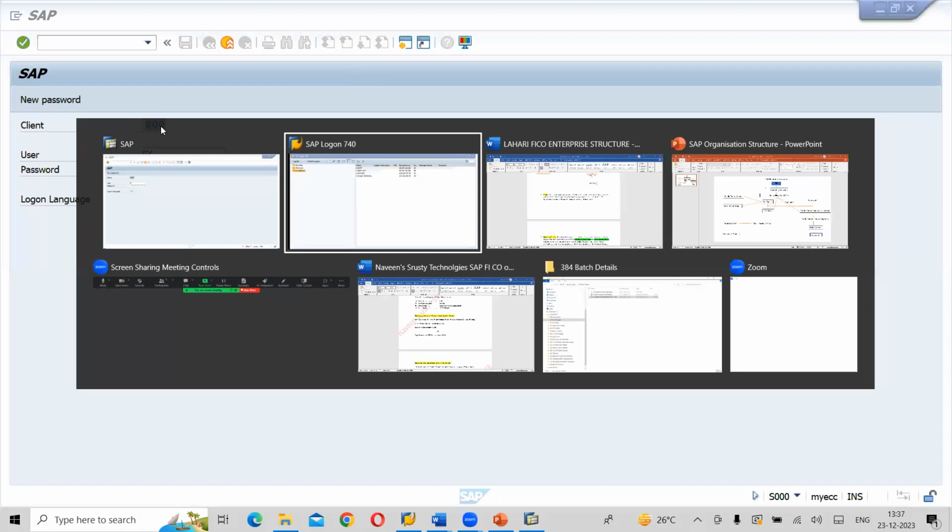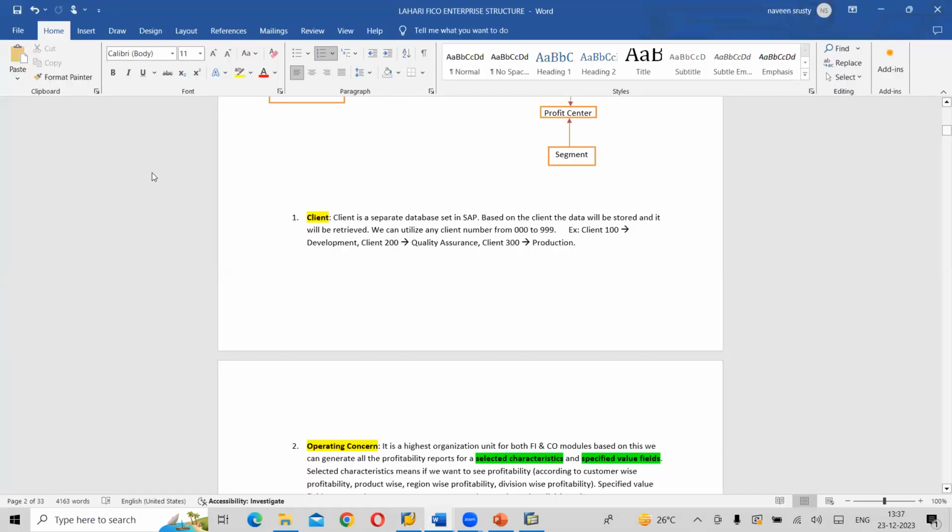So that is a client. It will store the complete data, and we can retrieve the data also. Already I have said what kind of data, so I don't want to go back. Just go through it, because I have shared the material also.